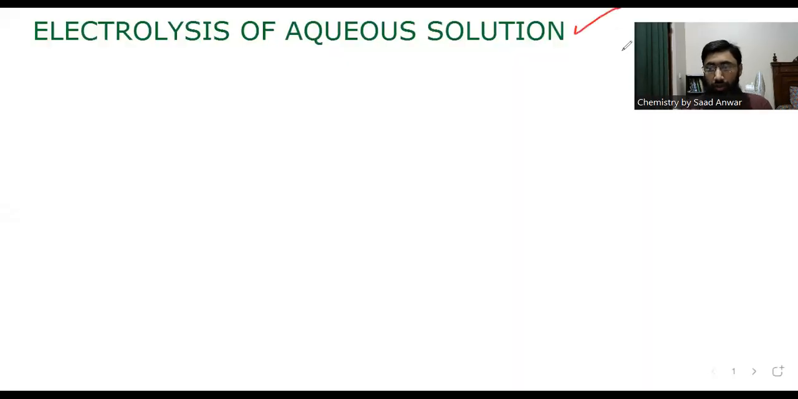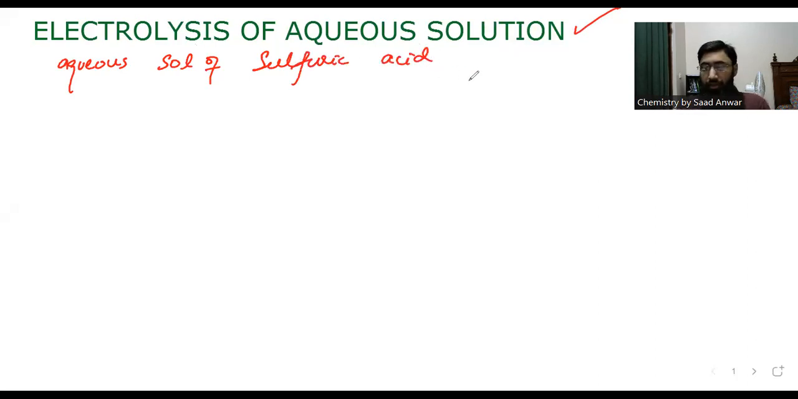The topic name is electrolysis of aqueous solution. Just imagine we have an aqueous solution, for example, an aqueous solution of sulfuric acid. It means sulfuric acid is mixed with water. So when electrolysis of this aqueous solution of sulfuric acid takes place, we have to figure out which product will appear at the cathode and which product will appear at the anode.